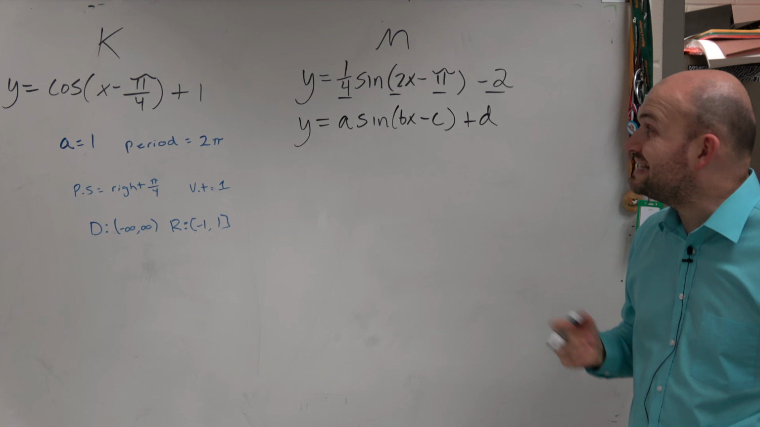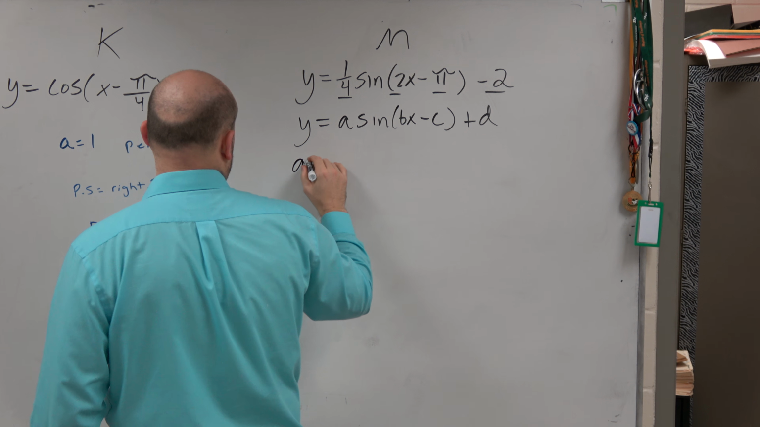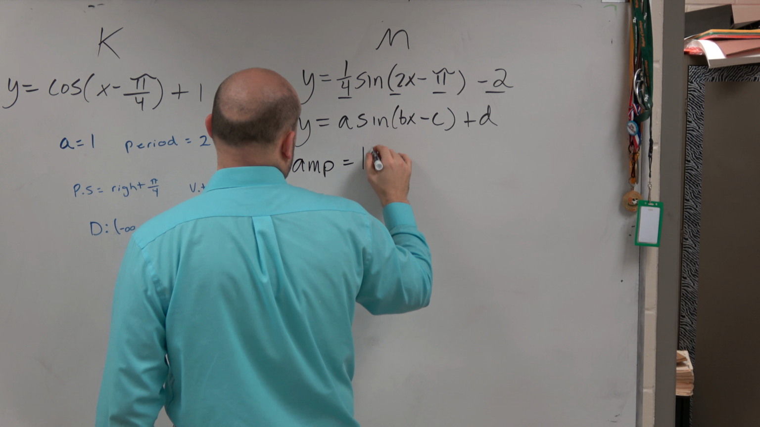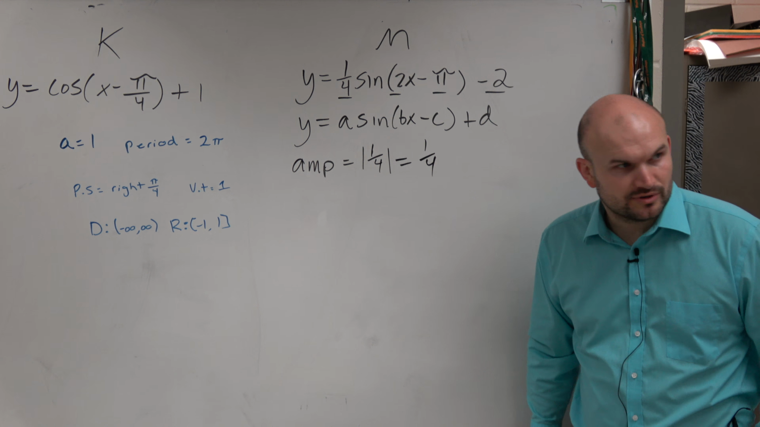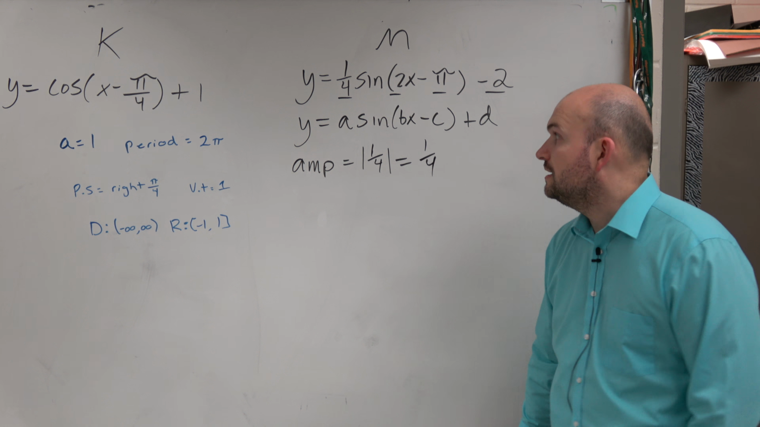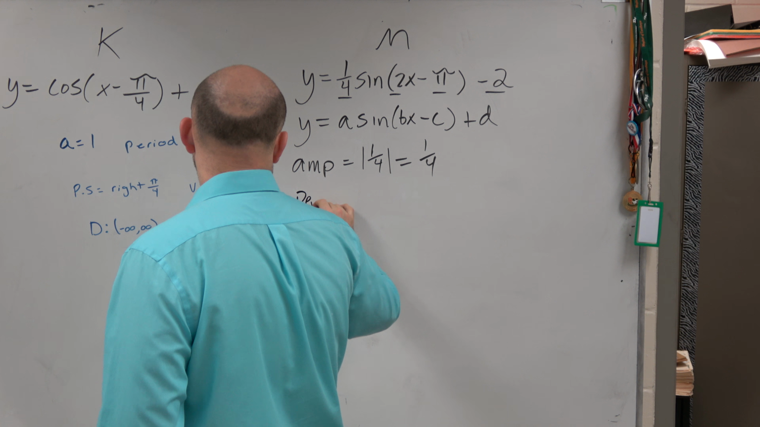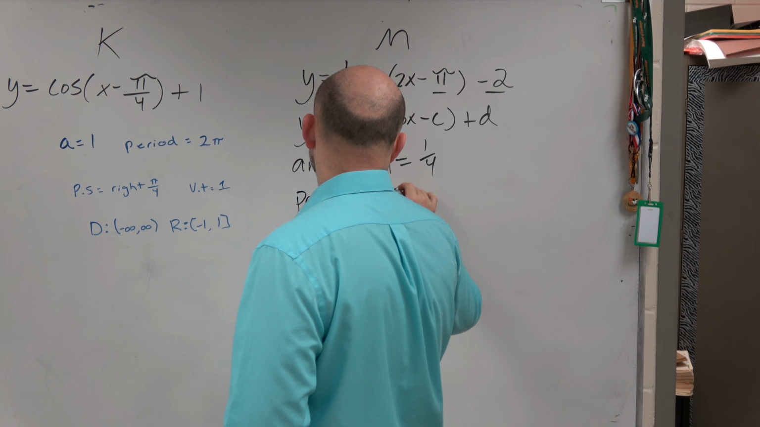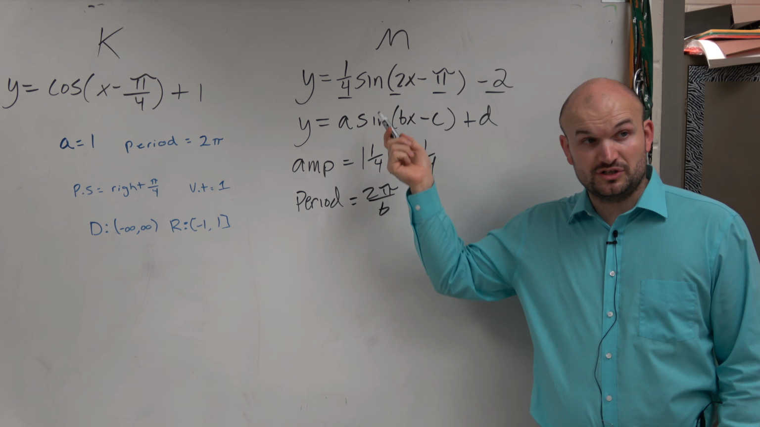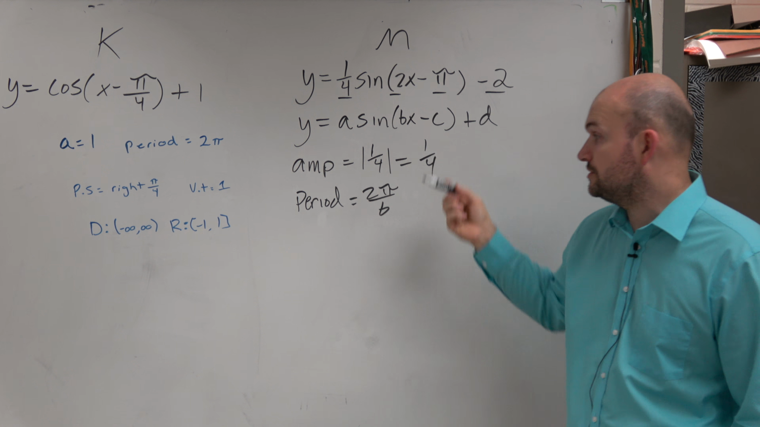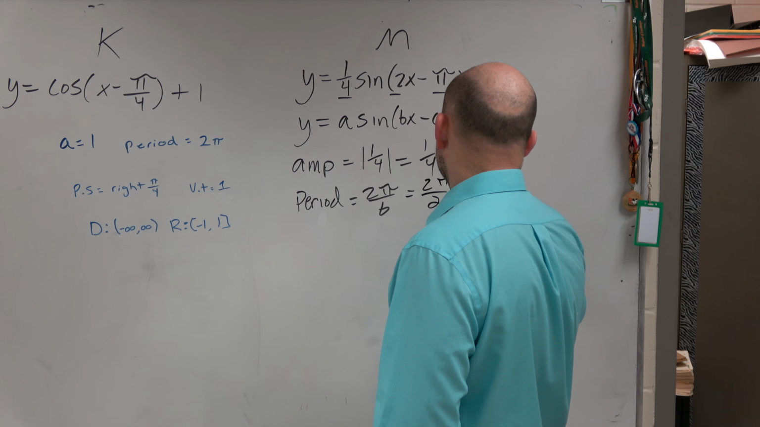So if we look at our transformation equation, which is provided in our notes, all right, we know that the amplitude is just the absolute value of A, which in this case is the absolute value of 1/4, I'm sorry. So that equals 1/4, which is rather simple to do, right? The next one is going to be our period, which is 2 pi over b. And again, b is the coefficient of our x. So we can see here our b is 2. So in this case, we'll just have 2 pi over 2, which equals pi.